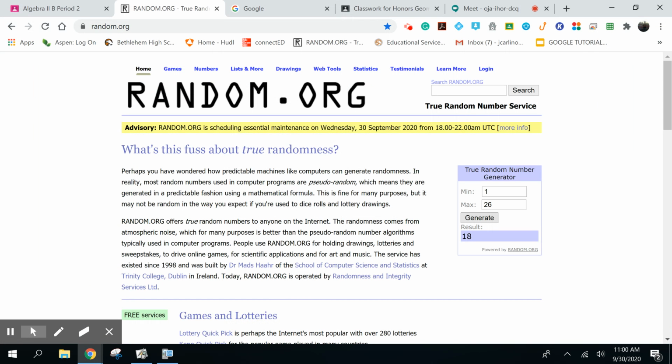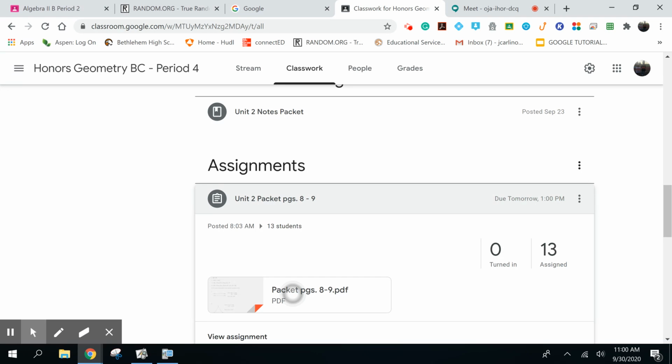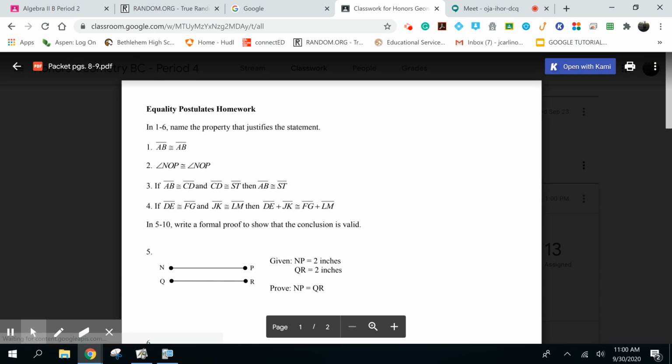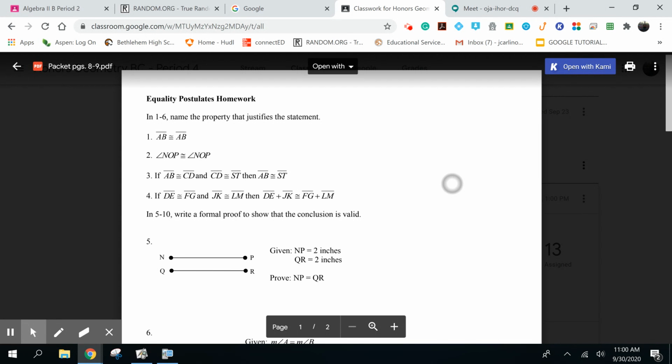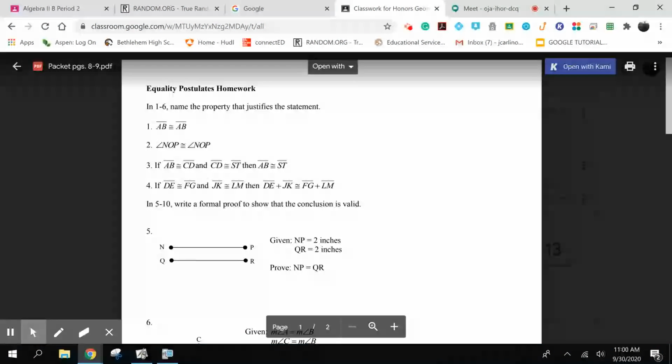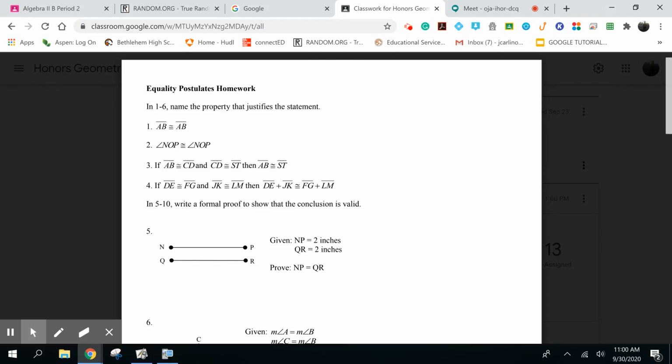I really just don't want to feed you to the wolves and let you go with homework. I just want to give you a couple hints on the homework here. Let me go through the homework so you know exactly what's going on. Numbers 1 through 4, what postulate am I using here? It's not statements and reasons. It's just name the postulate we use today. You're going to write reflexive, addition, or substitution.